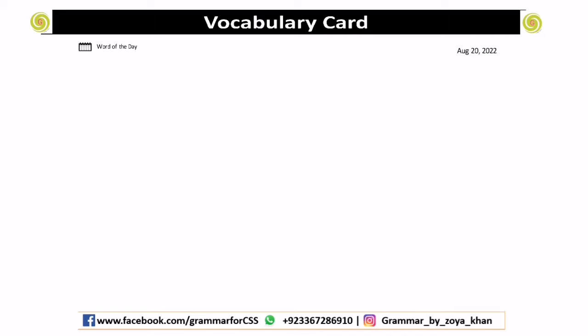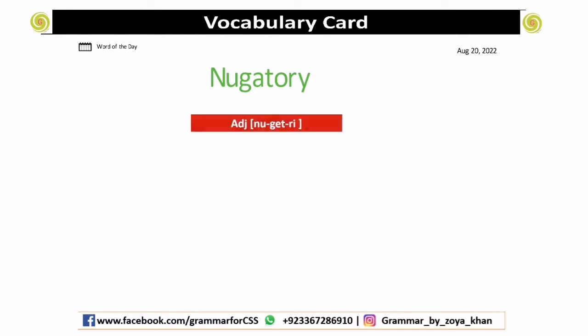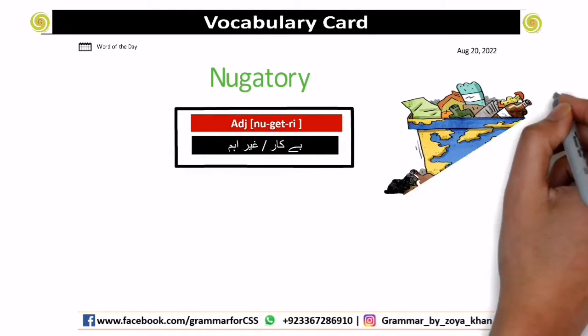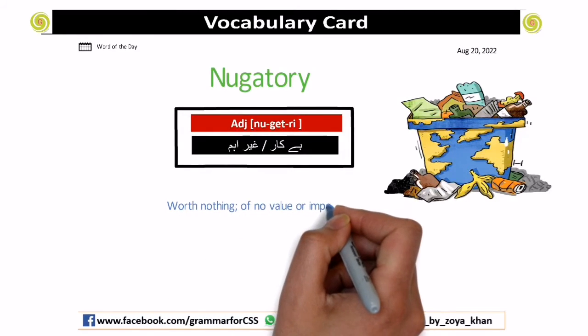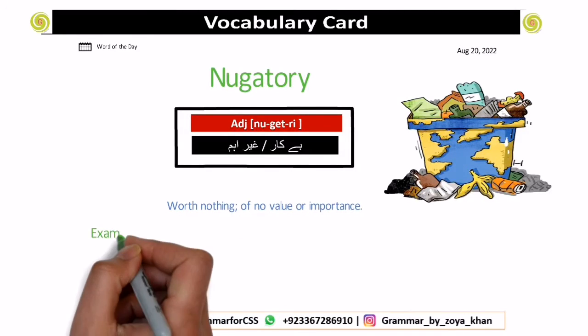So in this video we will learn a new word inshallah. Let's start. Bismillahirrahmanirrahim. Our today's word is nugatory. Nugatory is an adjective जिसका उर्दू में मतलब होता है बेकार, गैर अहम. English meaning worth nothing, of no value or importance.